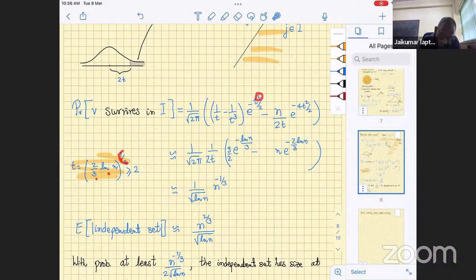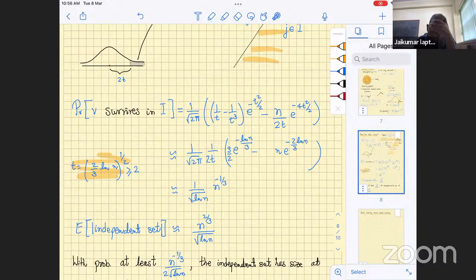This square and this half cancel. So it becomes 2/3 log n. That 2 and this 2 cancel. It's log n to the 1/3, which is what I have written here. But when I put t as this quantity, this 2 and this 4 give you an extra 2 here. And then otherwise it is 2t squared. So I don't know what I did.